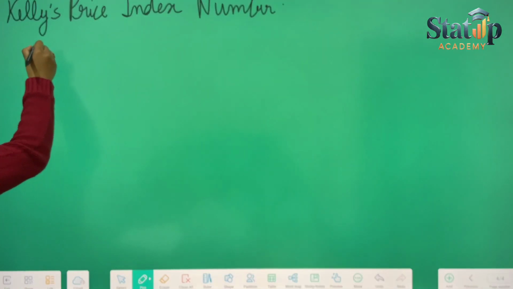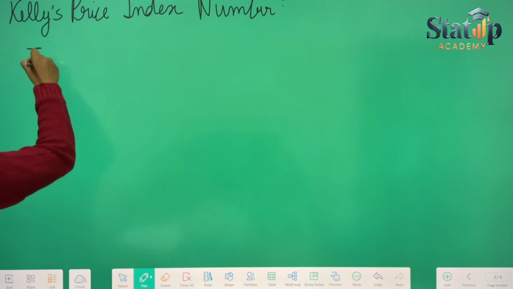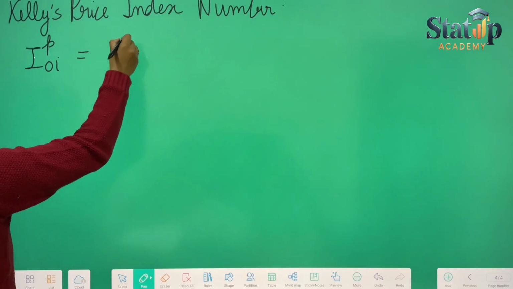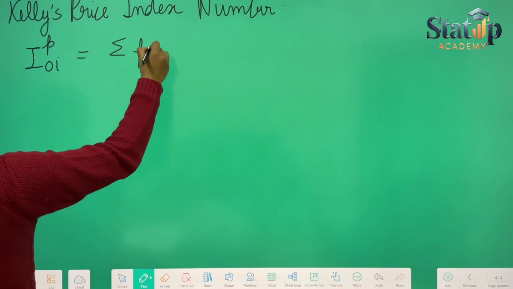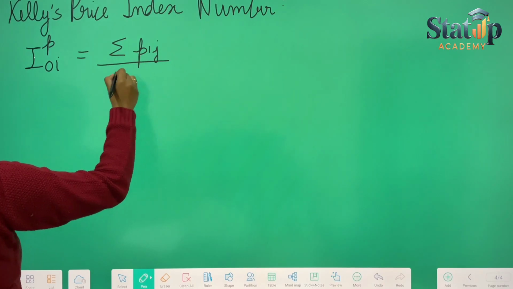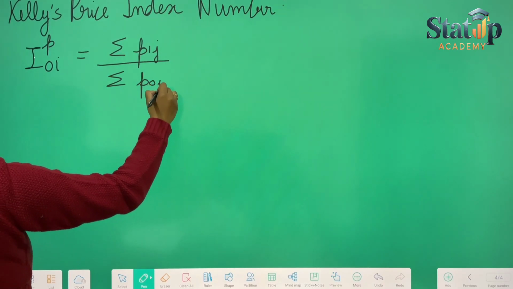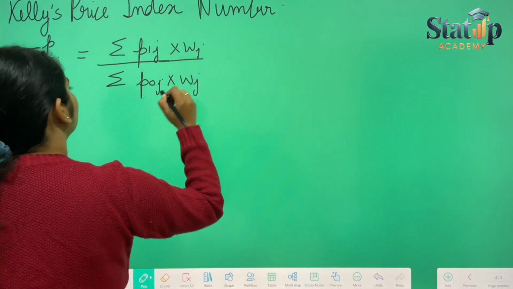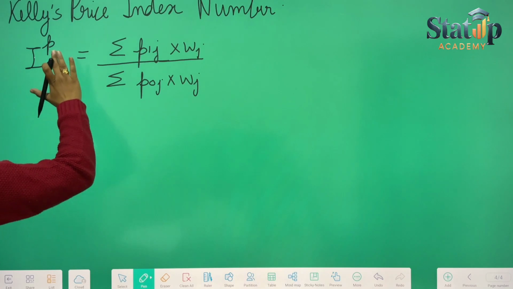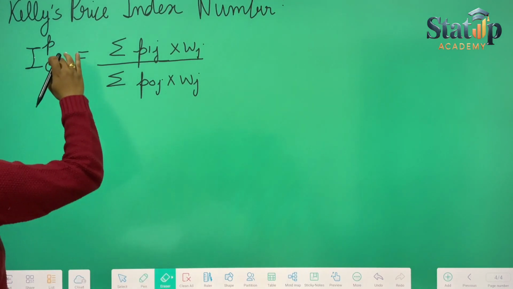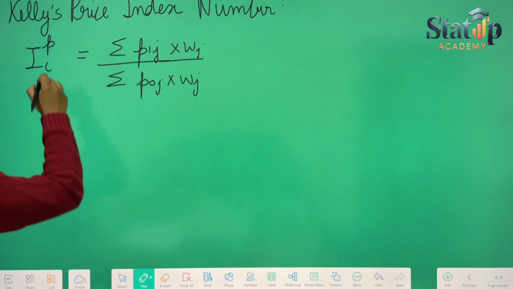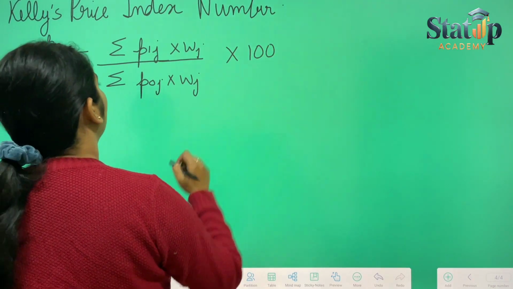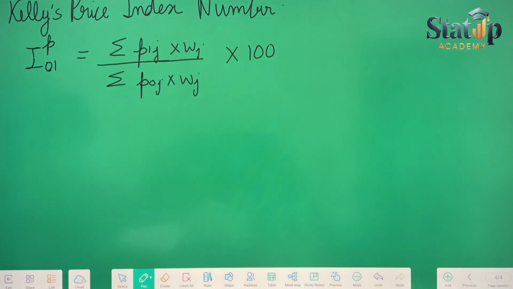So if we define Kelly's price index number, it would be I01 raised to the power P would be nothing but summation P1j into Wj upon summation P0j into Wj. This would be 0, 1 only, not I. So this is Kelly's price index number, or we can say this is the common method of average weighted index number.